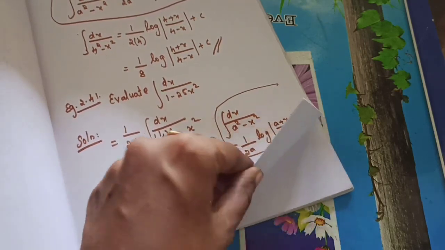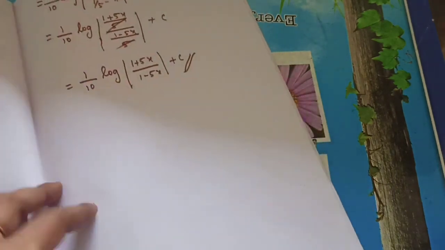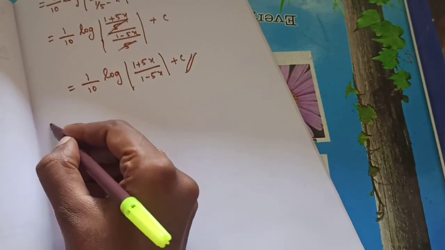Now just substitute in the formula. Finally, here 5 is the LCM. If you take it, you will get the answer. Understand, children? Okay. Let's move to the next question.